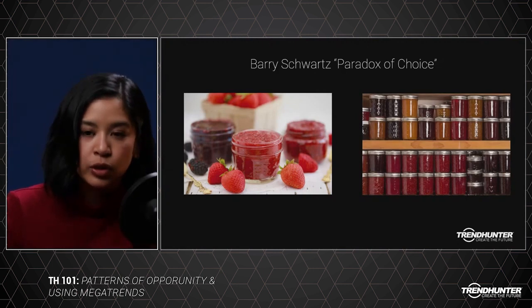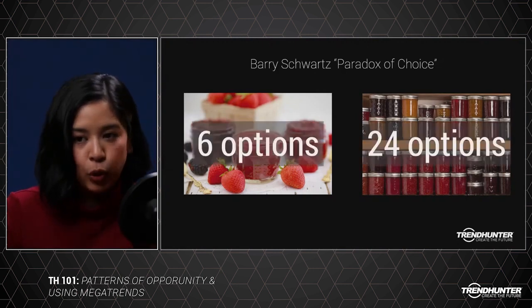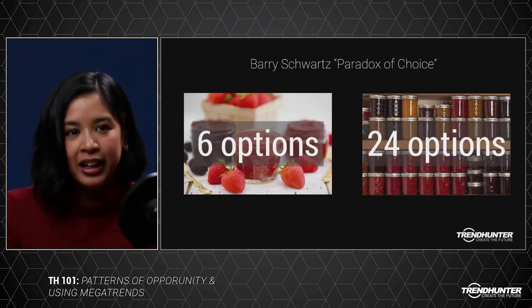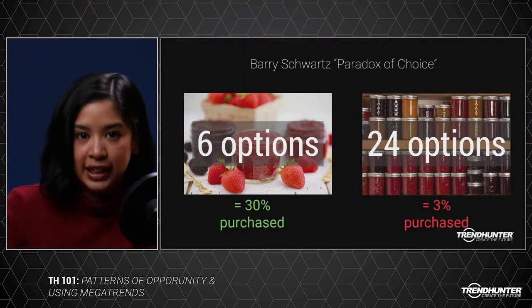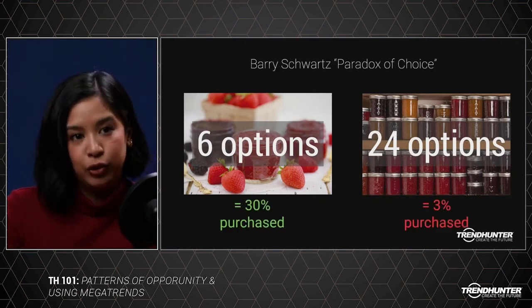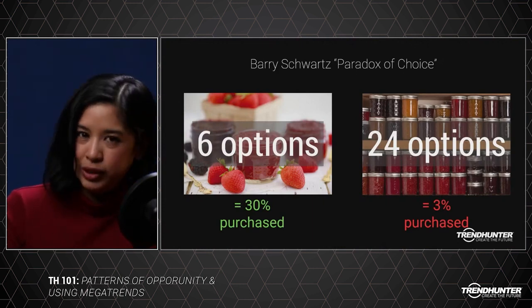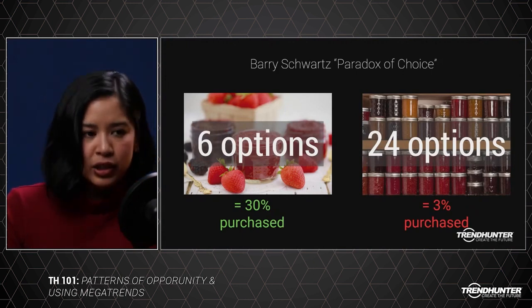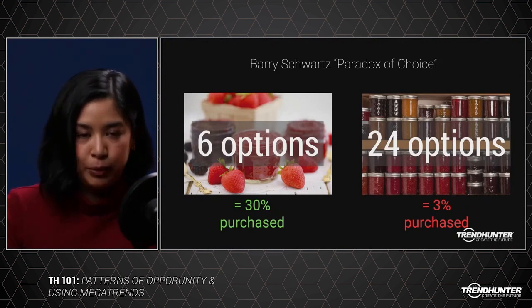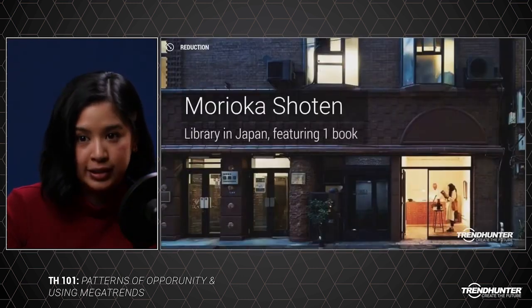kiosks at grocery stores selling jam. One kiosk had 6 options. One kiosk offered 24 options, all very creative. And interestingly enough, among the people who visited each of those kiosks, 30% of the people who visited the 6-option kiosk bought jam, and only 3% of the people who visited the 24-option kiosk bought jam. It's all about that analysis paralysis, right? People don't necessarily want more choices, they want better choices.